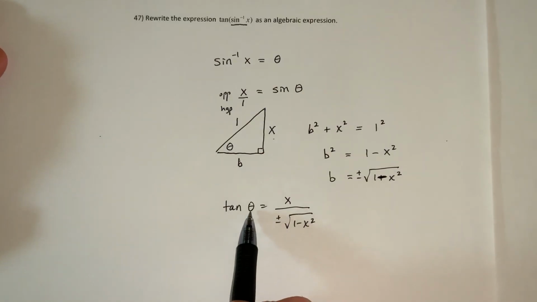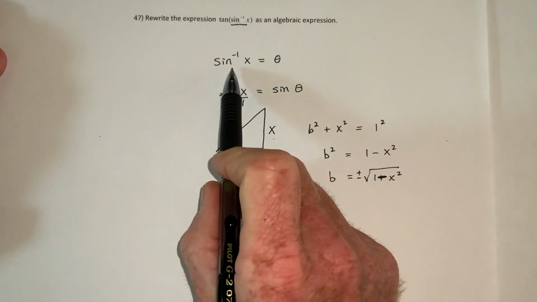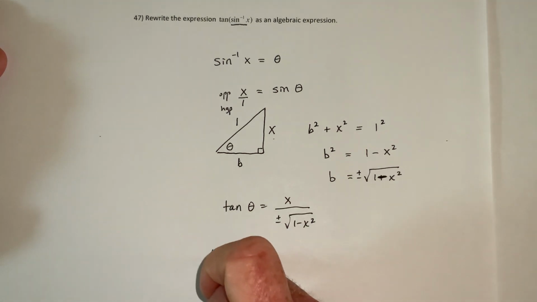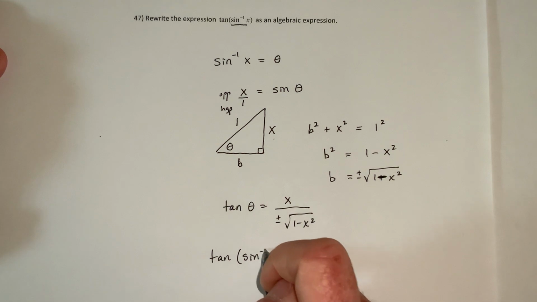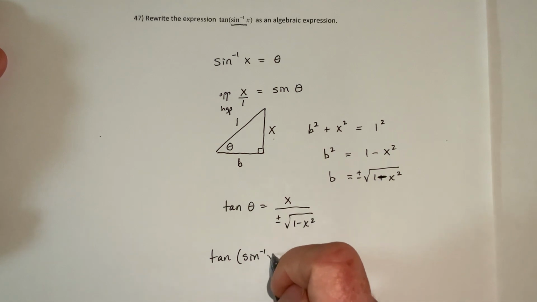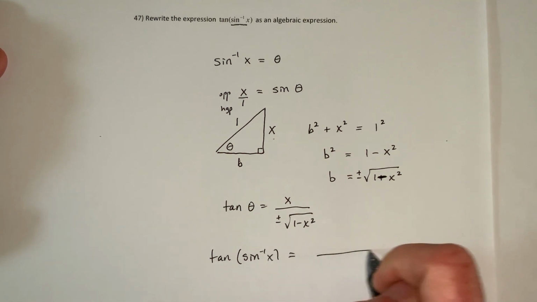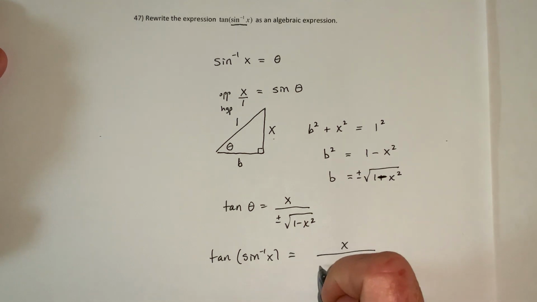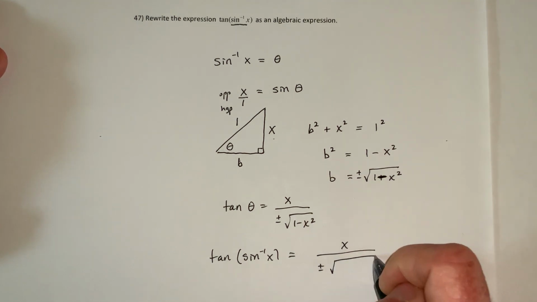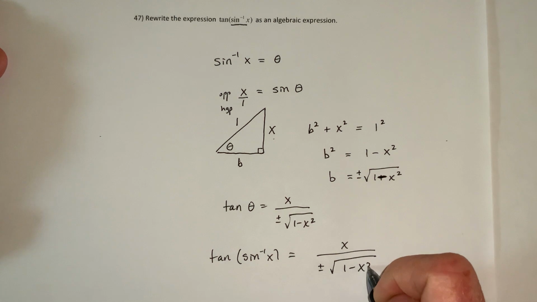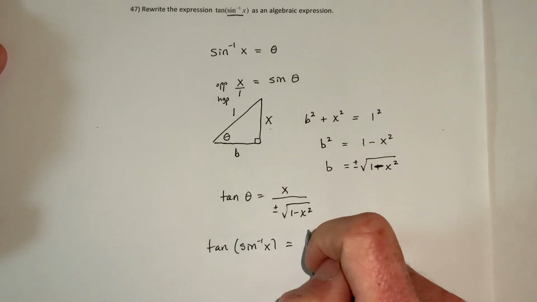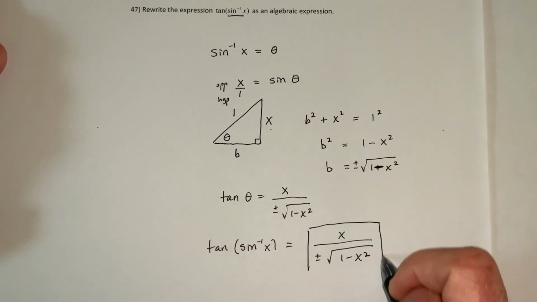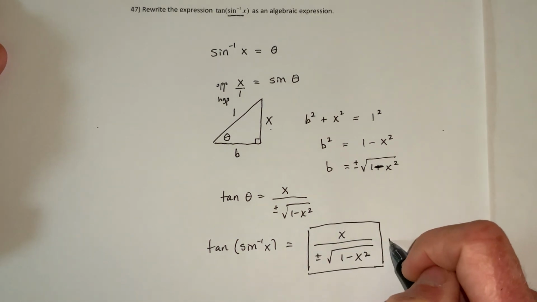And now we could replace this theta because theta equals sine inverse. So the final answer is tangent of sine inverse of x is equal to x over the plus or minus square root of 1 minus x squared. So we've taken something that has trigonometry in it and replaced it with something that only has algebra.